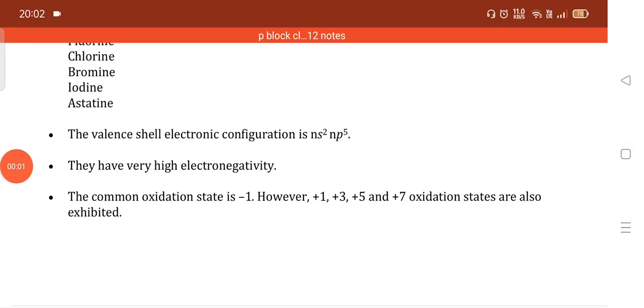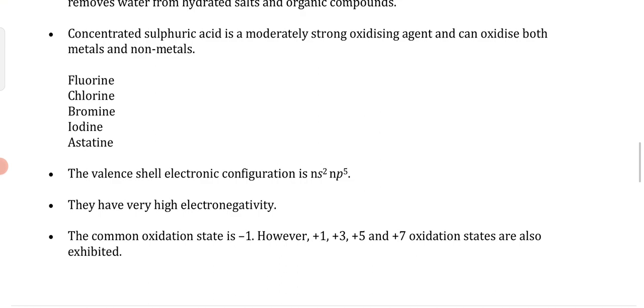Good evening, children. Today we will discuss our next topic of p block elements, that is group 17 and group 18. Group 15 and 16 we have already discussed. In group 17, fluorine, chlorine, bromine, iodine and astatine, these 5 elements are there and they are called halogens. Whatever elements are present in group 17, they are all called halogens.